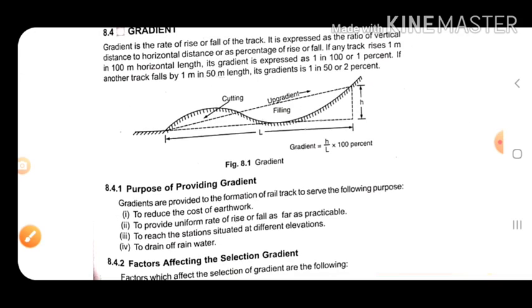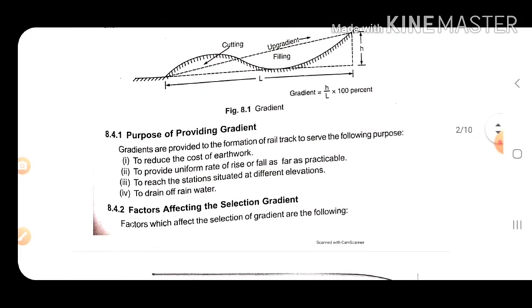Cutting, this picture shows the cutting and filling. This is the gradient. The purpose of providing gradient is to reduce the cost of the earthwork and to provide a uniform rate of rise or fall as far as practicable.